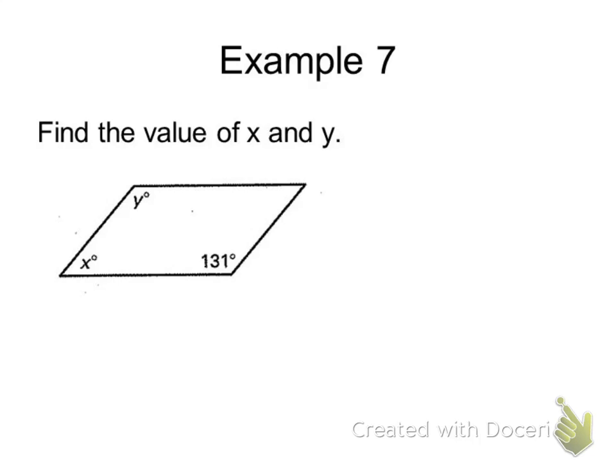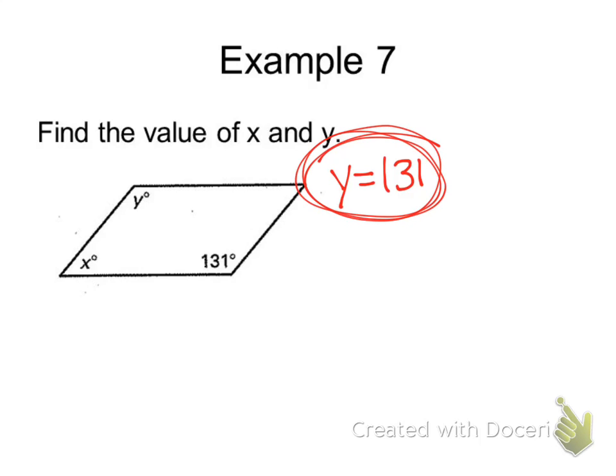Someone said, which one? Y. Y is what? 131. So if you know it right away without solving an equation, just tell me what the answer is. Y is 131 because opposite angles are congruent. Alright, we need to do a little bit more to find X.